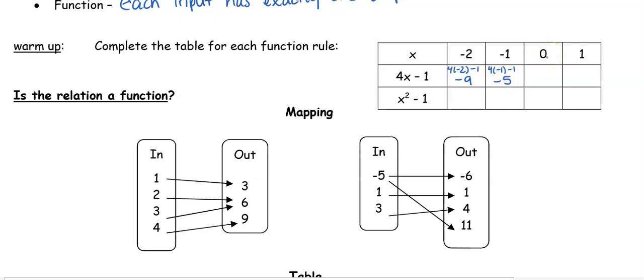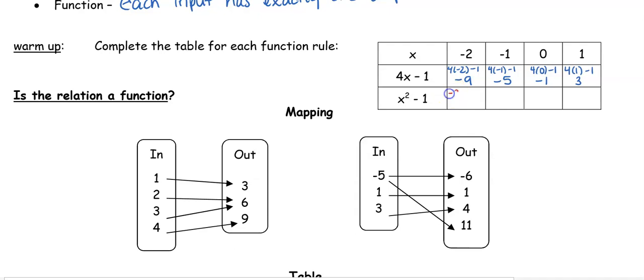Now 0: 4 times 0 minus 1, negative 1. 4 times 1 minus 1, 4 minus 1 gives you 3. So we inputted all of those x values to get those output values. And what's that doing? That's creating a mapping of those inputs. So this is what we know. Let's do it for our other equation.